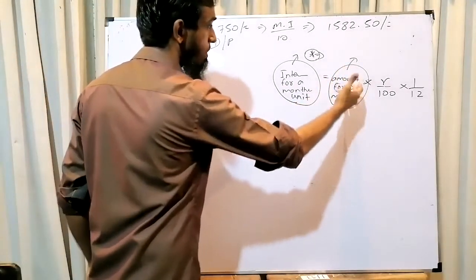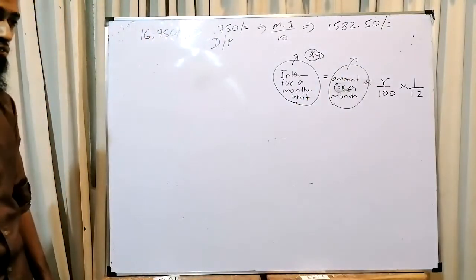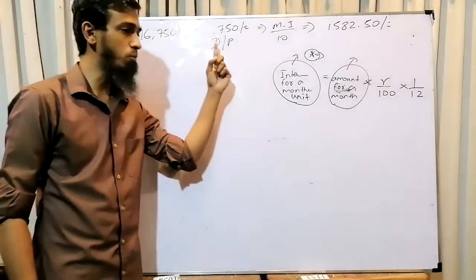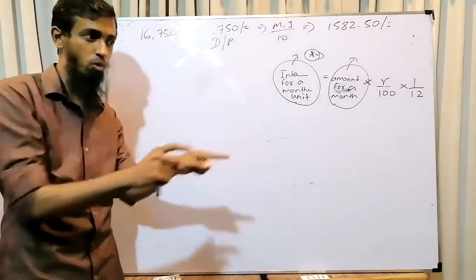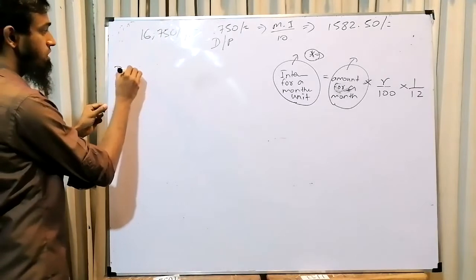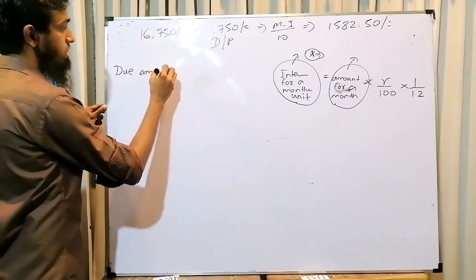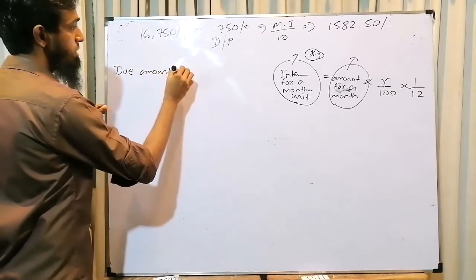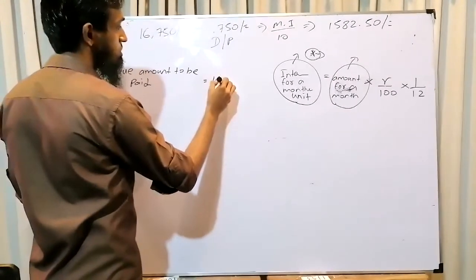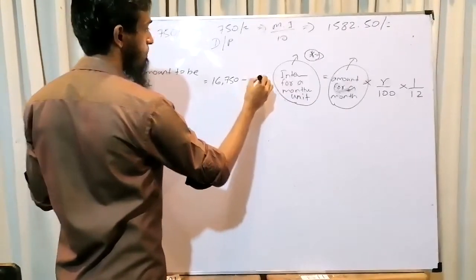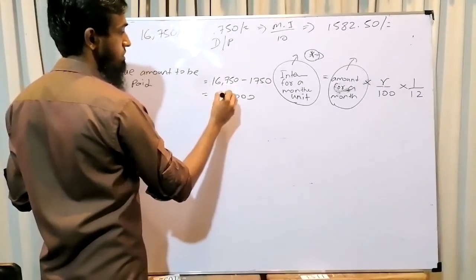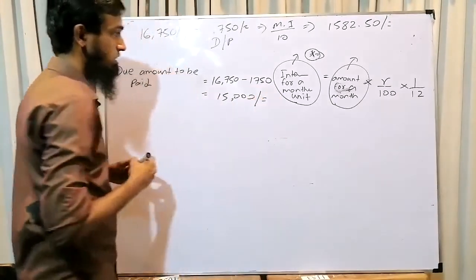Amount for a month. How can we calculate the amount for a month? We have the price of the swing machine. We have the down payment. So we can calculate the due amount first. That is the initial step. So we calculate the amount to be paid: 16,750 subtract 1,750. So 15,000 rupees is the due amount.